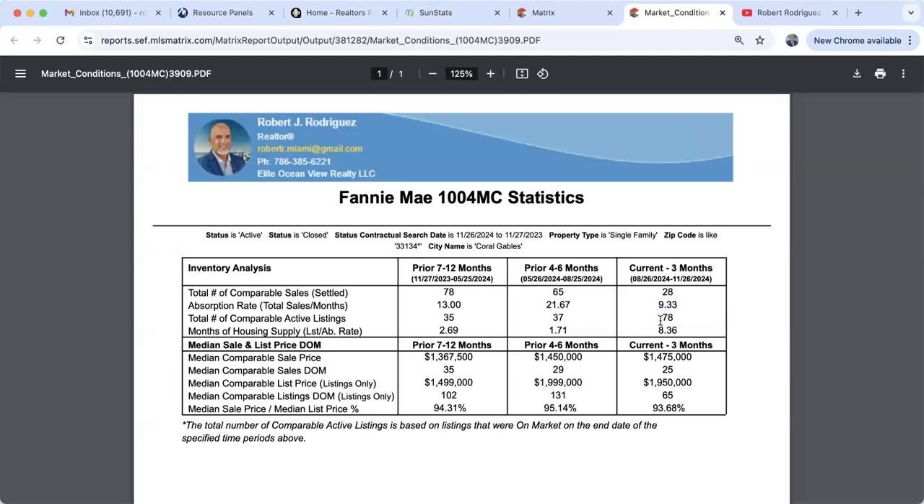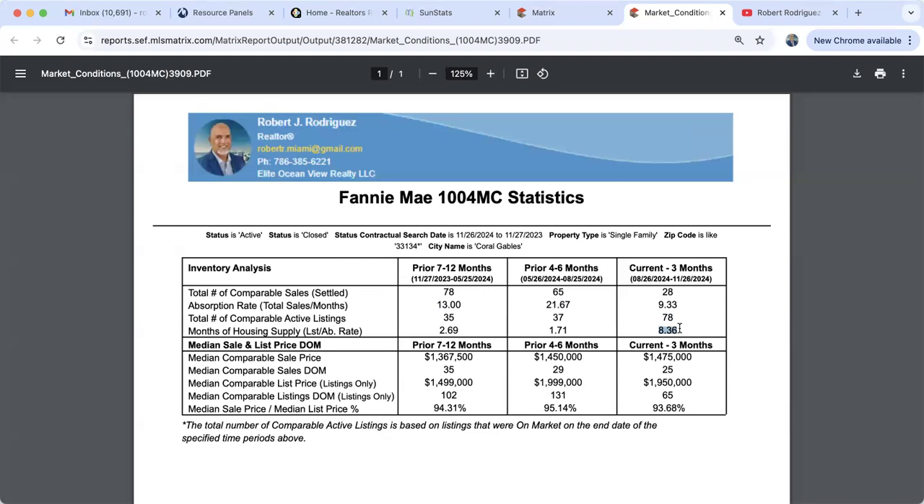Now, there are 78 active listings of single family homes in zip code 33134 in the city of Coral Gables today. If we are selling 9.3 properties per month and there are 78 properties available, it'll take you approximately 8.3 months to sell off all of your inventory. That's known as the months of housing supply, or how much inventory is left. All right, that definitely is trending towards a buyer's market.